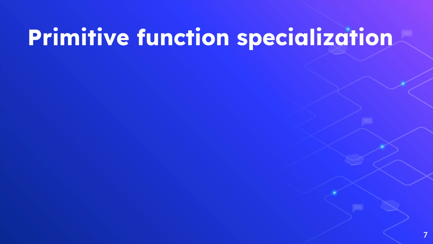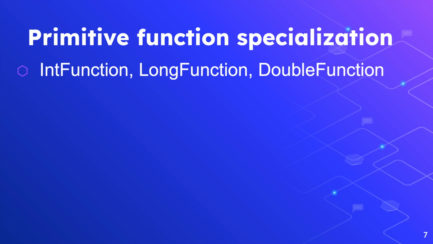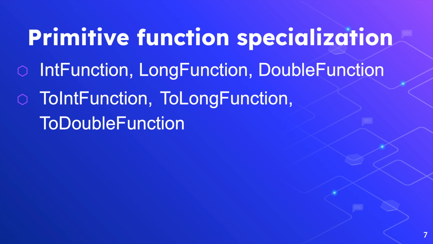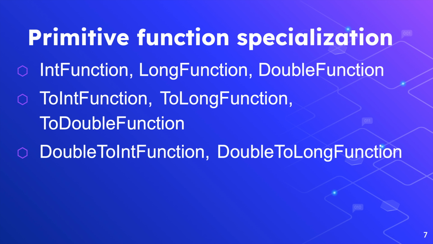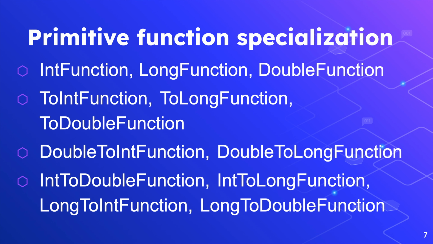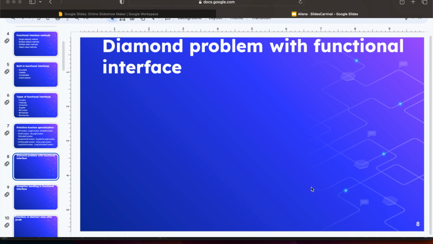The next one is primitive function specialization. Basically we have a functional interface, right? To support primitive types we have some functional interfaces. Those are int function, long function, double function, and we have toInt function, toLong function, and toDouble function. And we have double to int function, double to long function, as well as int to double function, int to long function, long to int function, and long to double function, right?